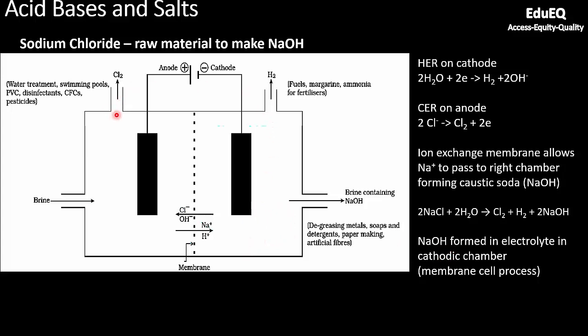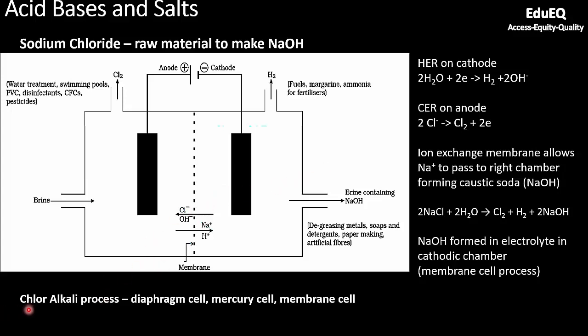In the anodic chamber, chlorine is released, and brine is also fed into the anodic chamber. This entire process is called the chloralkali process. Why chloralkali? Because chlorine is getting released and alkali is getting formed. So alkali is nothing but your sodium hydroxide. So this is called the chloralkali process.